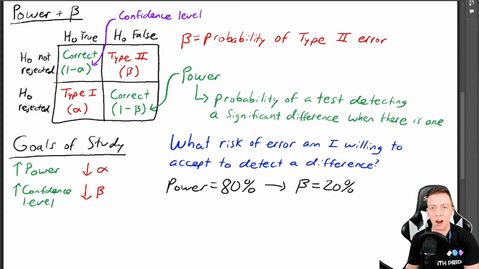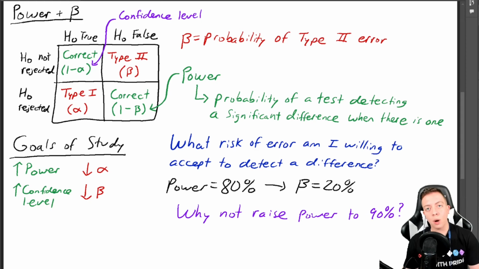That sounds really high, right? Because last time when we talked about alpha, it's usually at 5%, so a 5% chance of a type 1 error. So why are we willing to accept a 20% chance of type 2 error? This relates a lot to what we need to do in order to increase power. Why are we not raising the power to 90%?